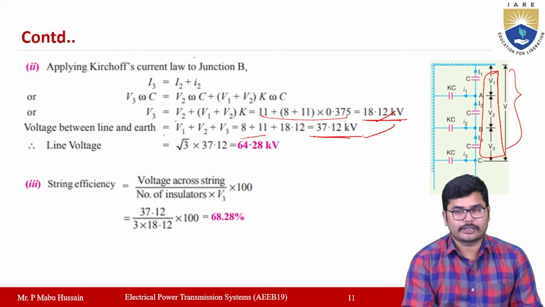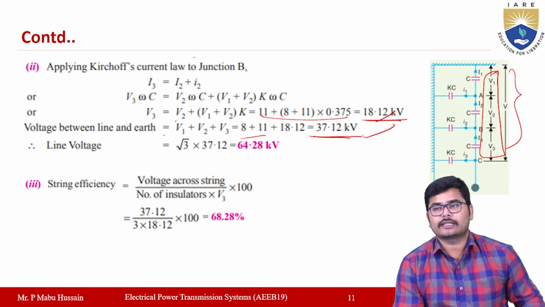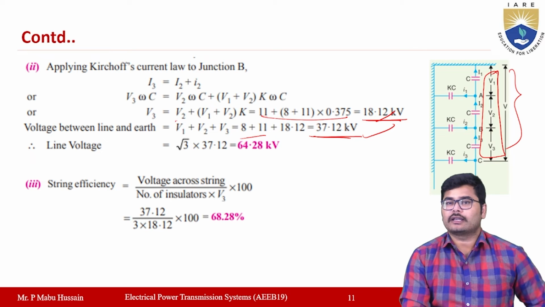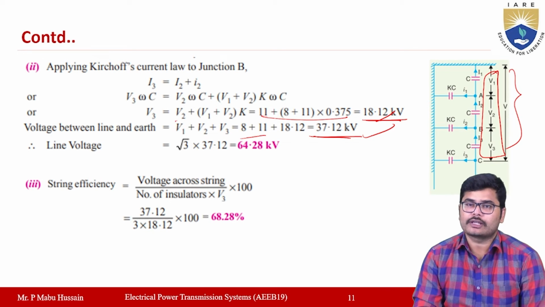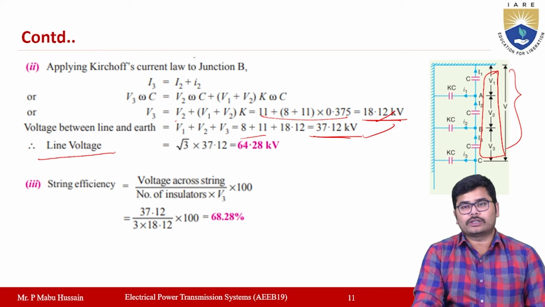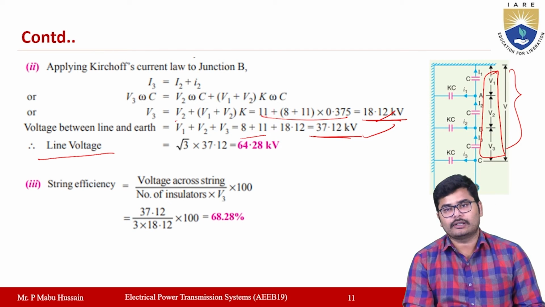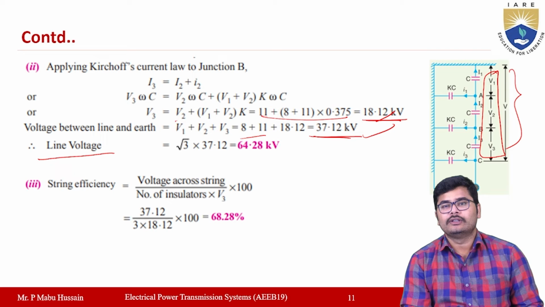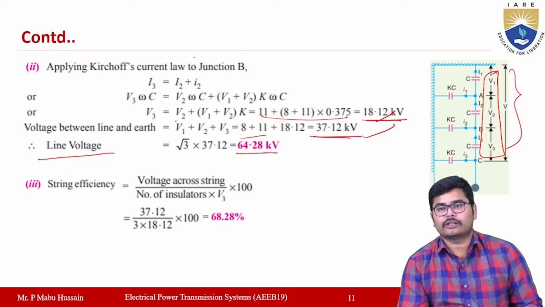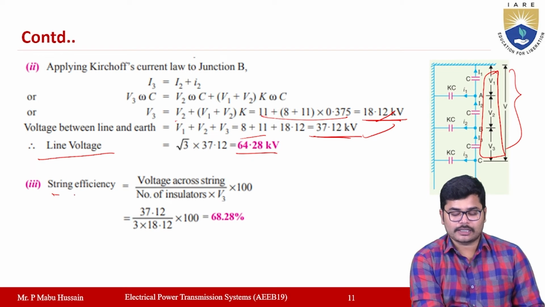So this is the phase voltage, as already told. The voltage across the total string is nothing but the voltage across the one line and earth, which is V phase. If you want the line voltage, you have to multiply the phase voltage by root 3. So root 3 into 37.12 is the line voltage, which is equal to 64.28 kilovolts.